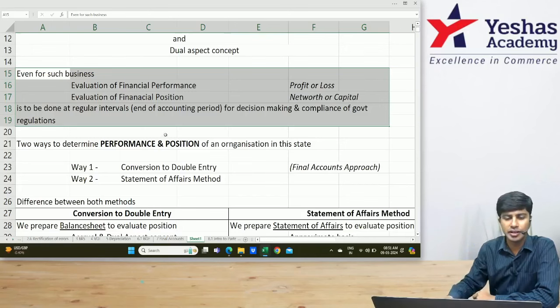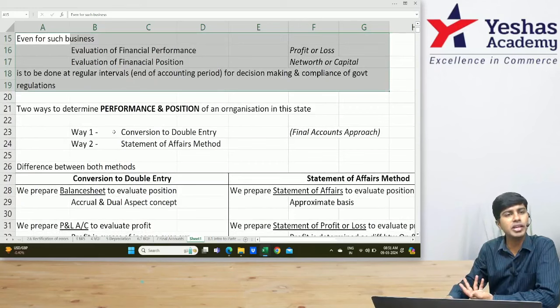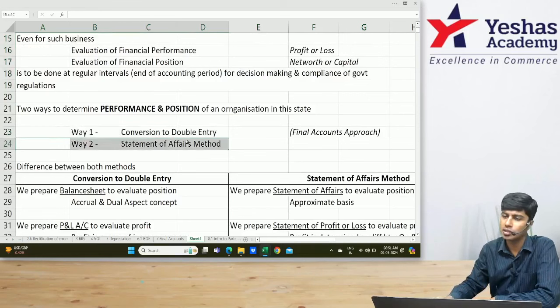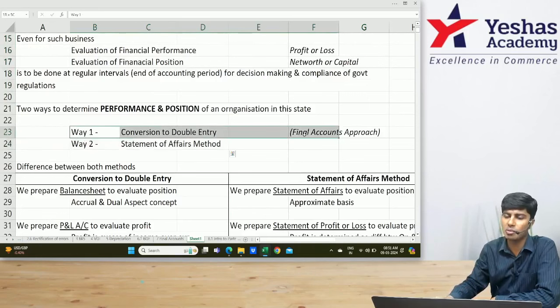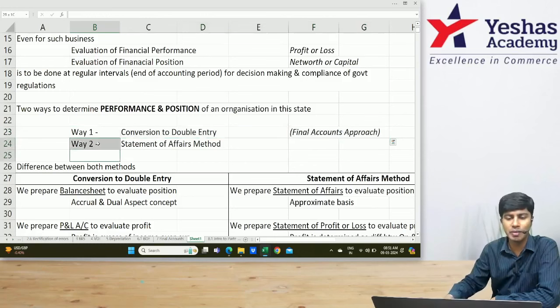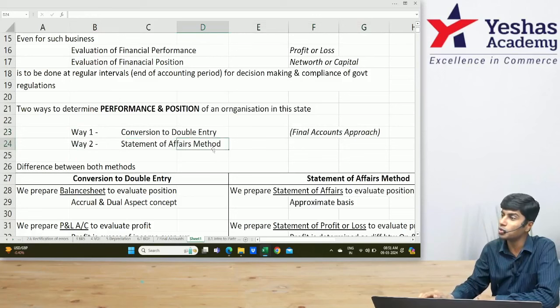Very good. Then, two ways to do this. How many ways? Way number one, conversion to double entry. Way number two, very good. This is our normal final accounts approach. You should do trading, P&L and balance sheet. Here, we don't do a balance sheet. We do something which looks like a balance sheet. We don't do P&L, we do something which looks like P&L. And that's it. Answer will be ready.